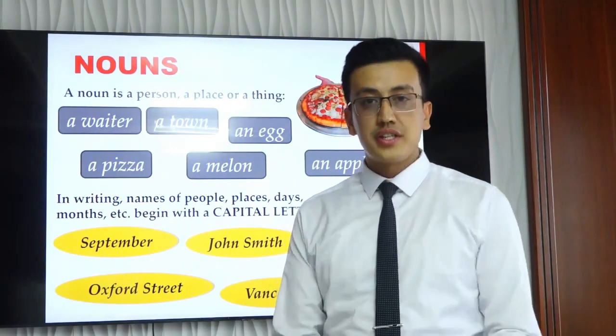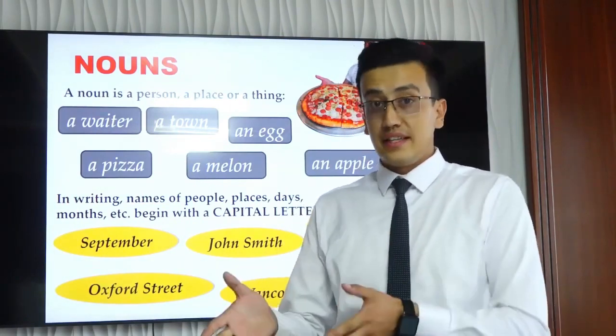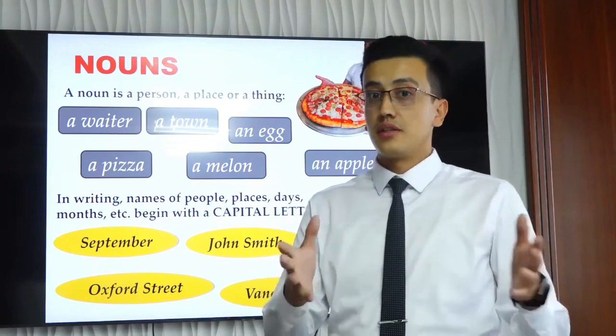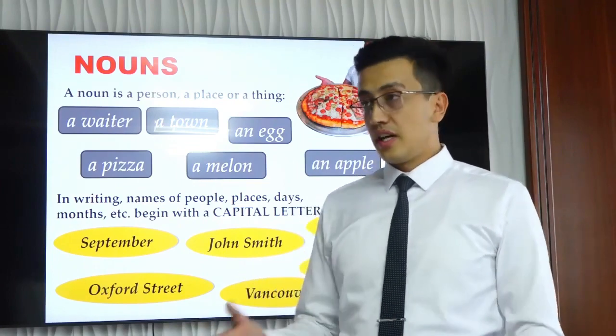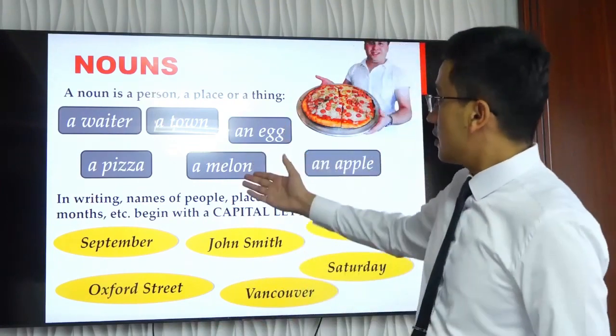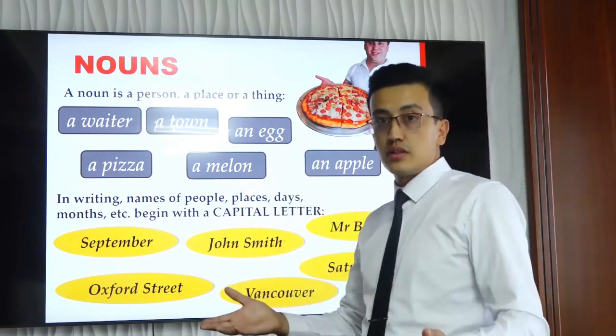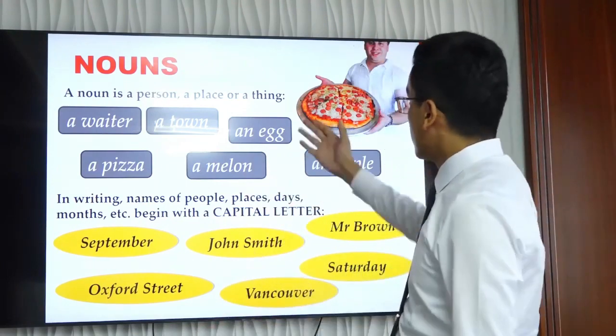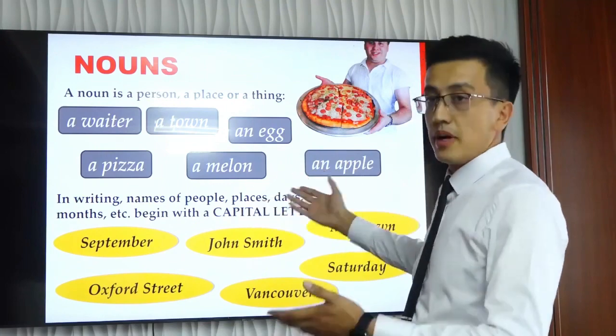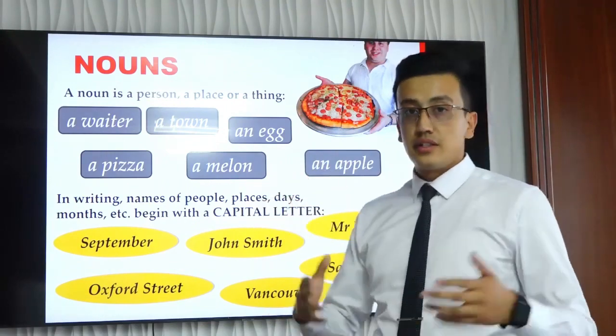Okay, first of all, what is a noun? A noun is a person, place, or thing, if we say it in a simple way. For example, we have a waiter, it's a person, and it's also a noun in grammar. A town, an egg, a pizza, a melon, an apple, and so on.